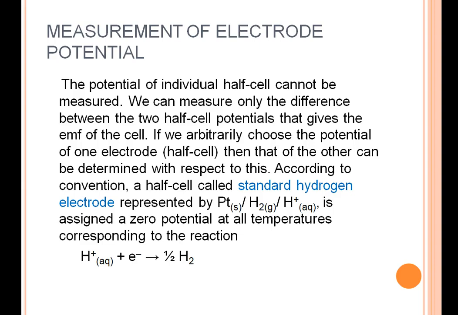respect to this. According to the convention, the hydrogen electrode, represented by Pt (platinum) / H2 gas / H+ ion, is assigned a zero potential value at all temperatures. This is called the standard hydrogen electrode and it is represented by the reaction H+ plus electron to hydrogen.